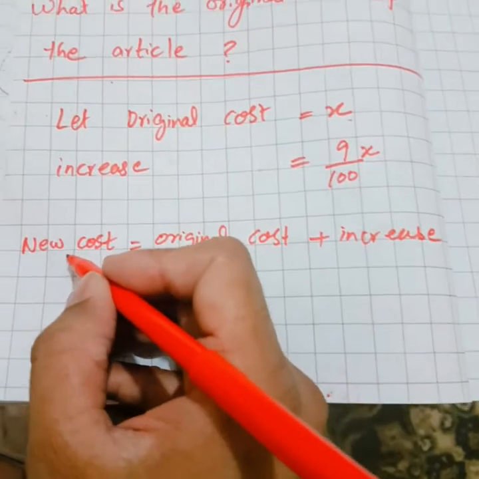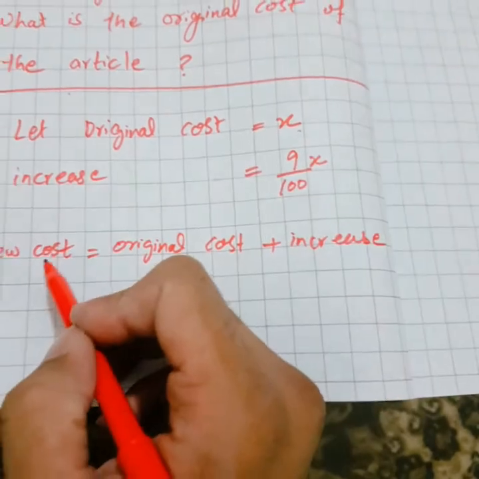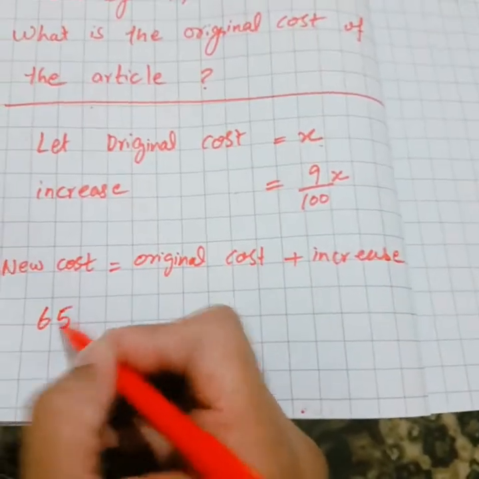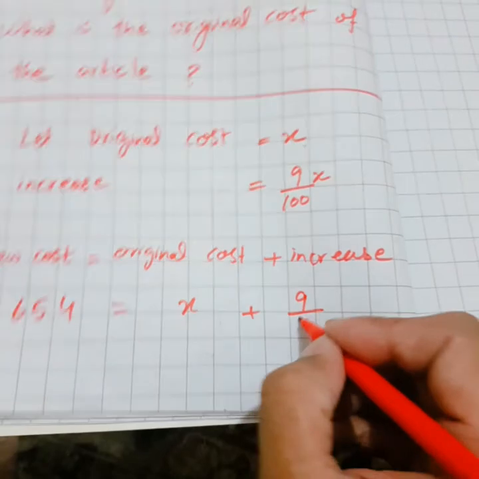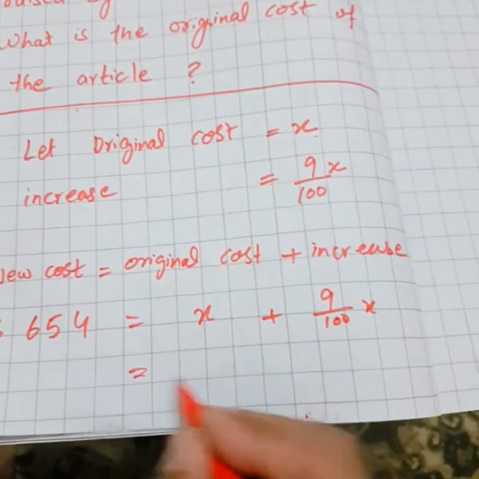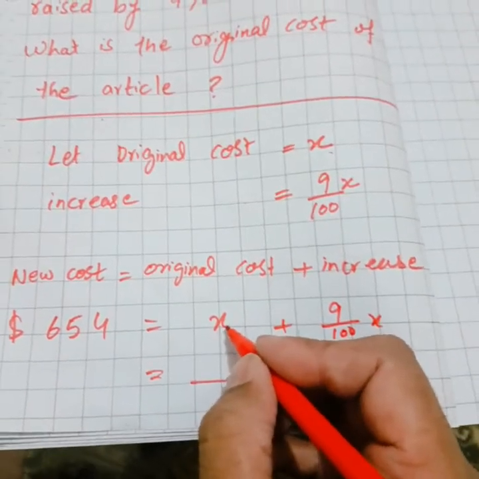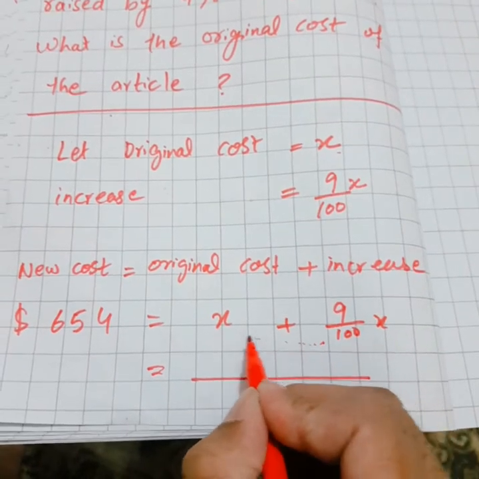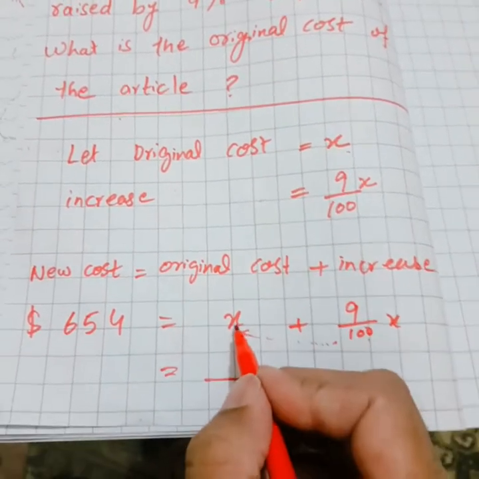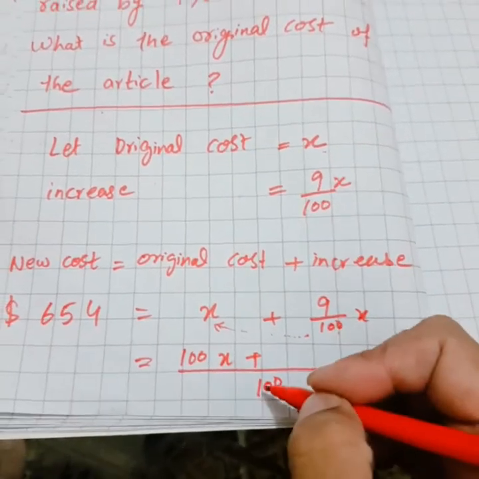So new cost is already given in the question, but original cost has been demanded. New cost is actually $654, and the original cost we have just supposed as X, and the increase is actually 9% of X. So we shall take LCM here. 100 will be the LCM. This doesn't have any denominator, so it will be multiplied with the denominator of the other fraction. So 100 with the X will be 100X, and its denominator is already in the LCM.